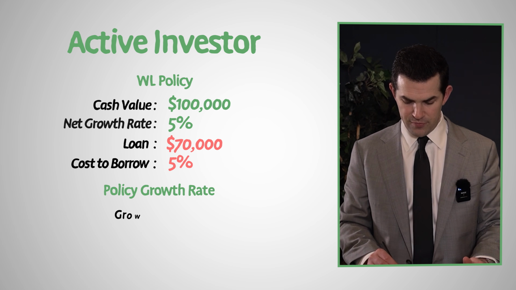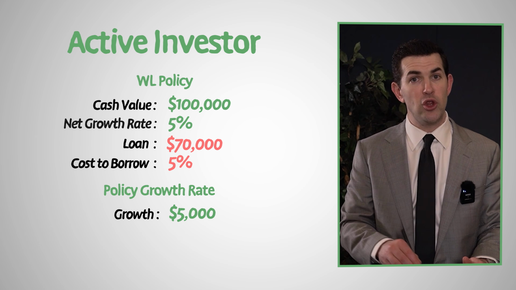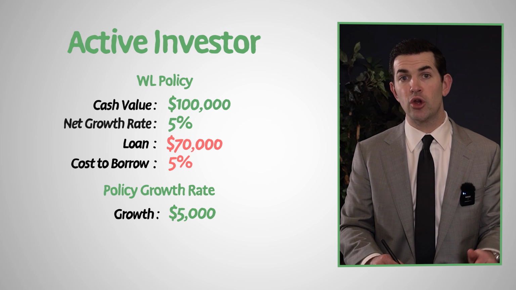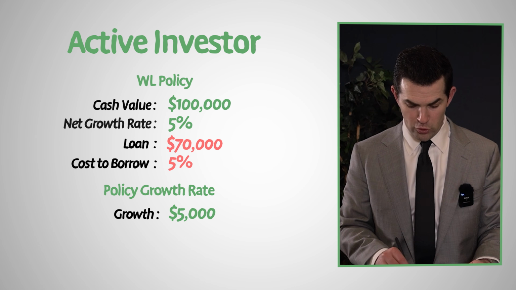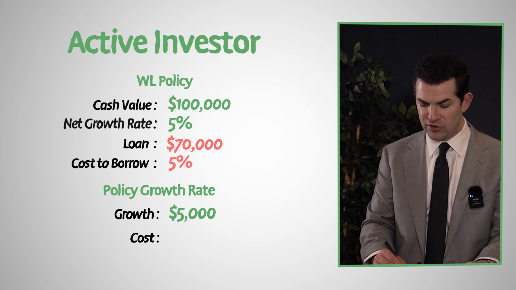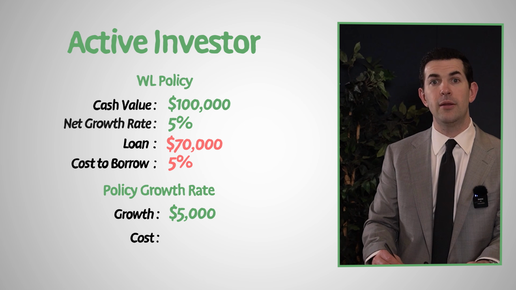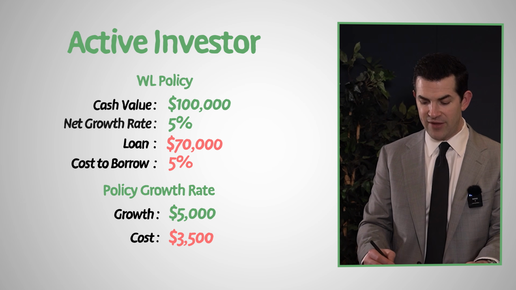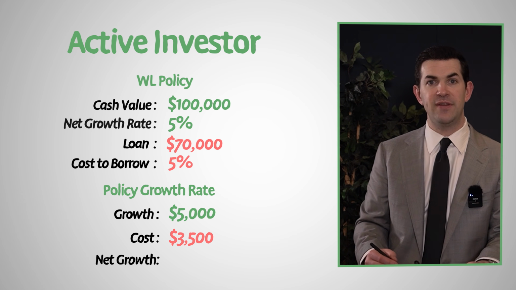The growth is $5,000, because when you borrow against a life insurance policy, you continue to earn that 5% on the full $100,000. You do have a cost, which is loan interest, that goes to the insurance company at 5%. That would be $3,500. You have a positive spread of $1,500.